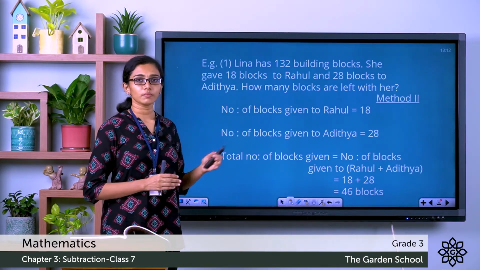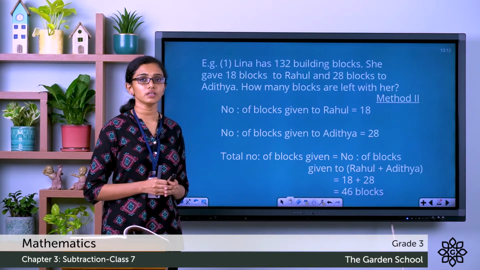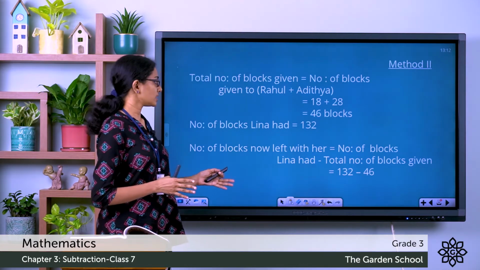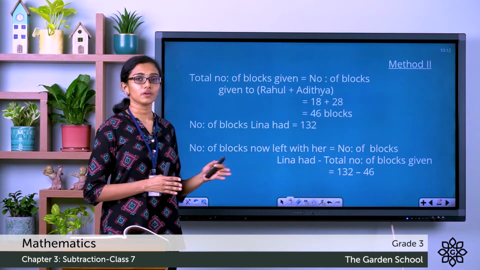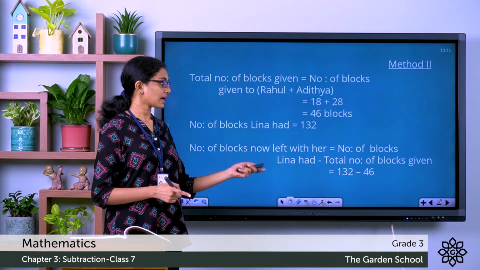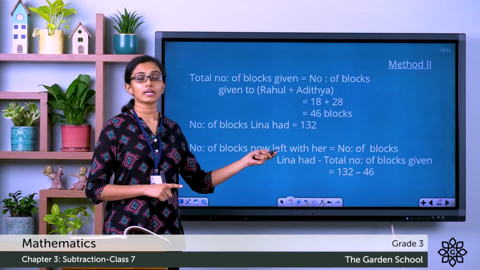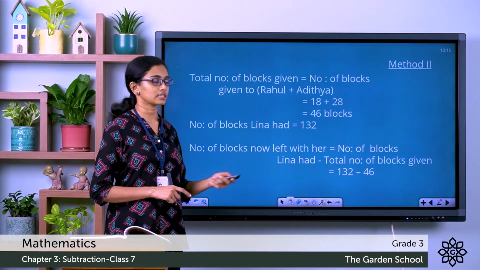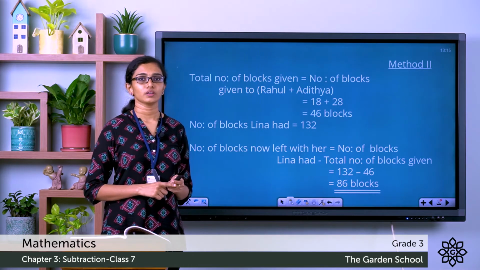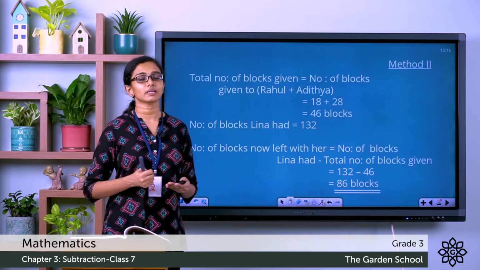Now we know the total number of blocks she had in the beginning and we know the total number of blocks she gave to these people. Then how do we find out the number of blocks left with her? So here in this case the number of blocks now left with Lena will be equal to the number of blocks she had minus the total number of blocks given. So that would be equal to 132 minus 46 and it gives you the same answer, 86 blocks. Like we said, this question could be done in two methods but both methods will give you the same answer.